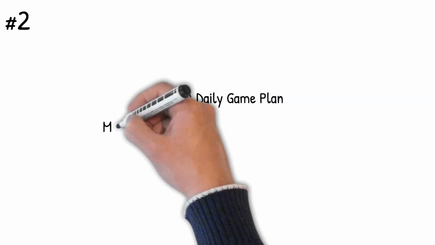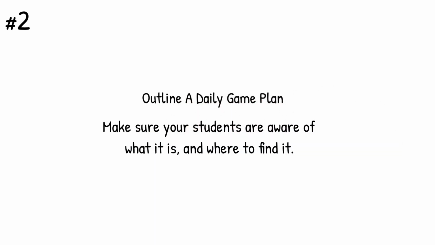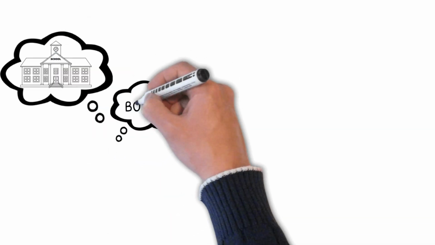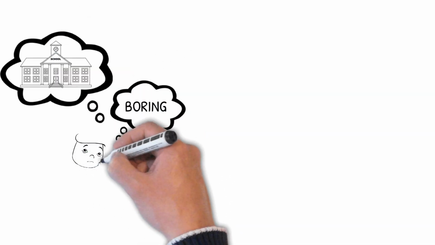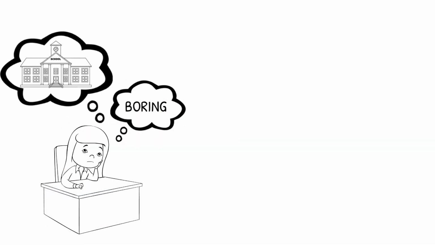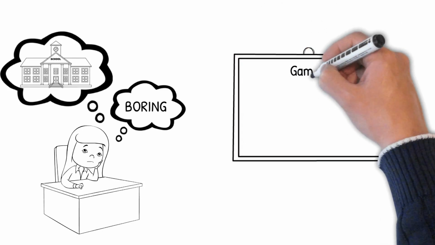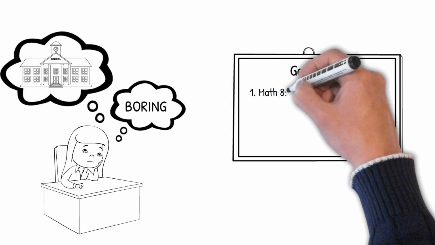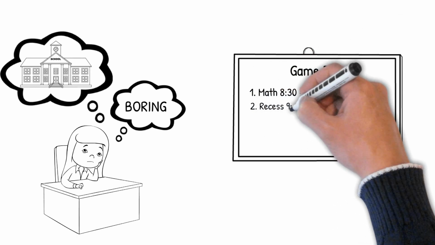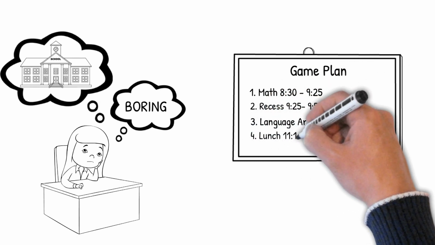Number 2, outline a daily game plan and make sure your students are aware of what it is and where to find it. Not all students love school, and when forced into doing something they may find boring, it's extremely helpful to have an idea of how and when their pain will end. This allows students to better prepare for the day ahead of them. Knowing what to expect beforehand allows them to better decide on how to best distribute their energy throughout the day, thus enhancing their chances of having a successful and productive one.